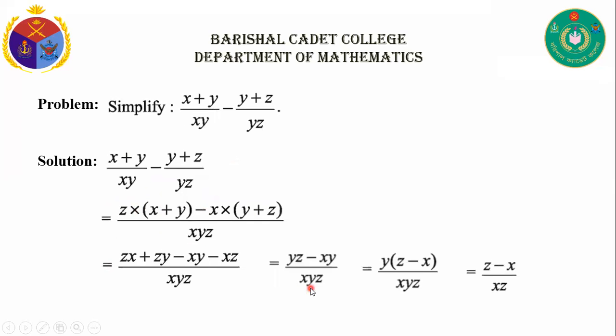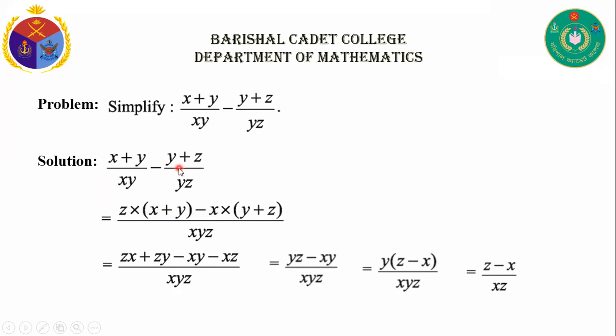Okay, next. Simplify (x plus y) by xy minus (y plus z) divided by yz. Again we use the same formula. Now, boys, for the first fraction the denominator is xy and for the second fraction it is yz. So first we take the LCM of these two denominators, that is xyz. For the first denominator xy, the quotient is z. So we multiply quotient z into the numerator, that is z into (x plus y). There is the minus sign, so we put a minus.